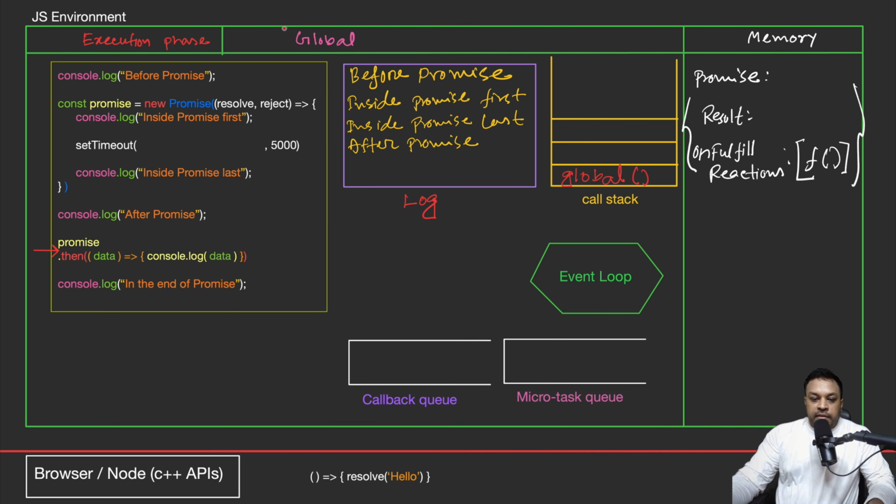So now the execution will move. Execution will come to this point. And here it is console logging in the end of promise. So it will simply console log here in the end of promise.